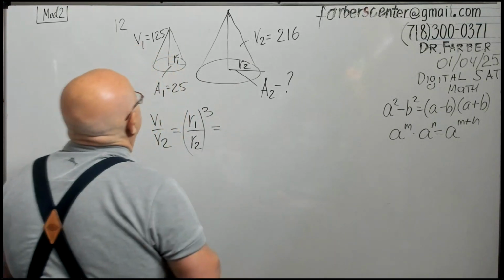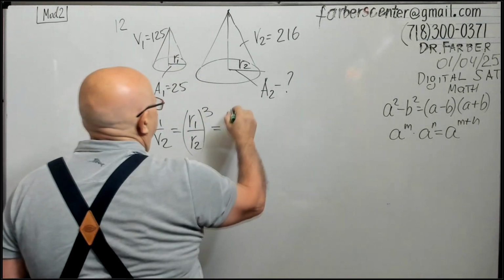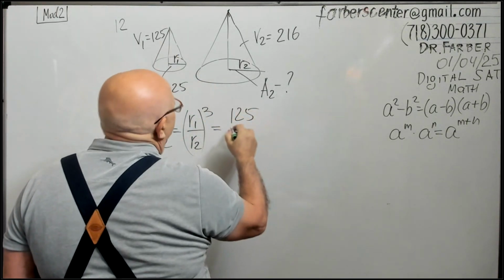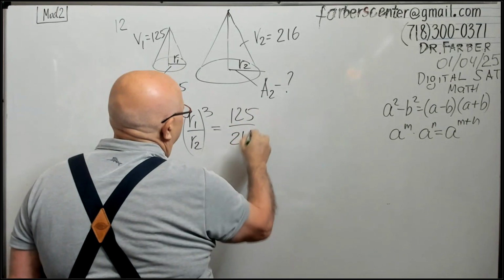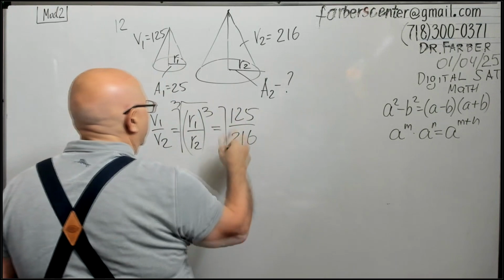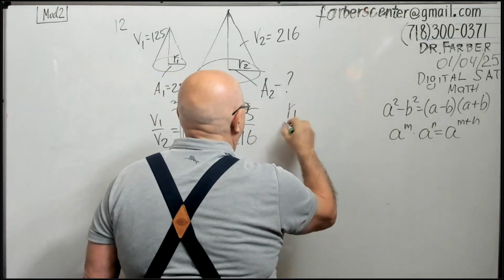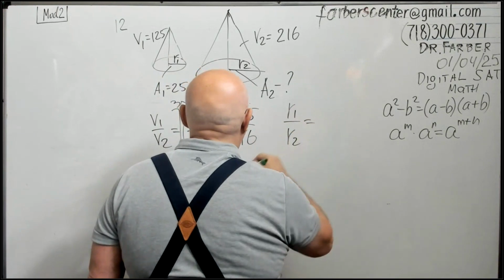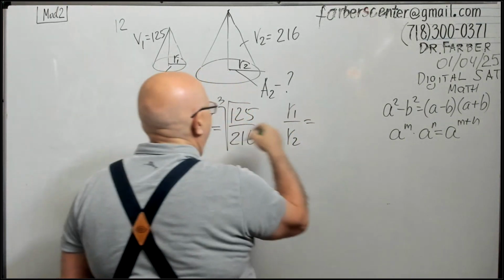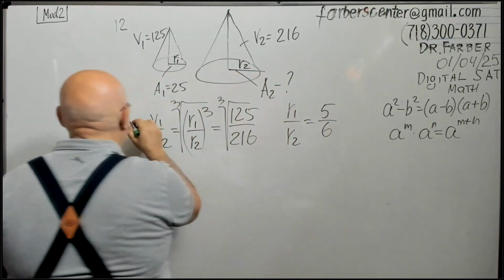So, and this equals 125 over 216. Take cube roots of both parts. And you get R1 to R2 is like 5 over 6. It's step number 1.